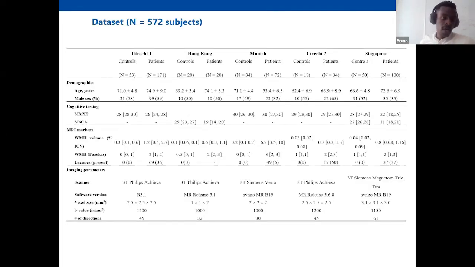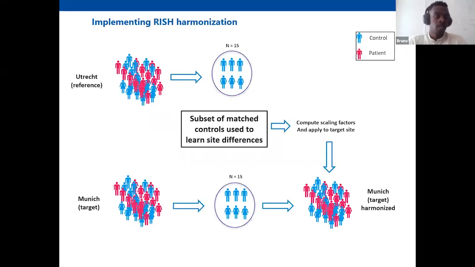White matter injury, and it was also important that we were able to have matched controls between all sites, which I'll explain to you why in my next slide. Because to implement this harmonization technique, we need a subset of controls that we can match for demographics. Typically, age and sex can be sufficient, and we need at least around 15 to 20 controls.